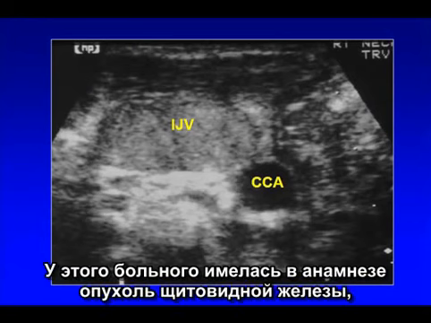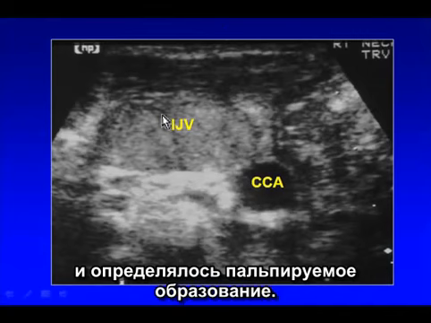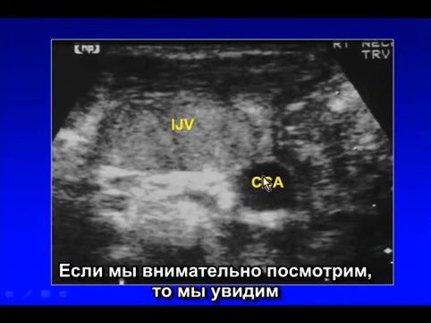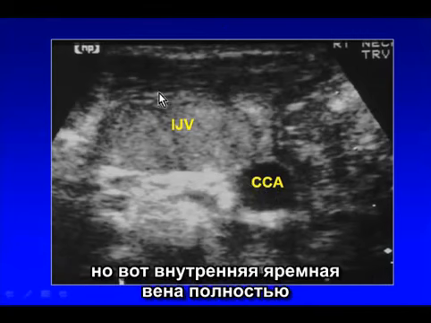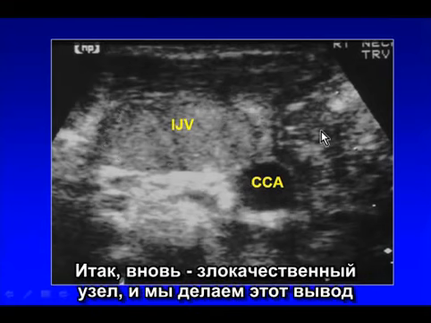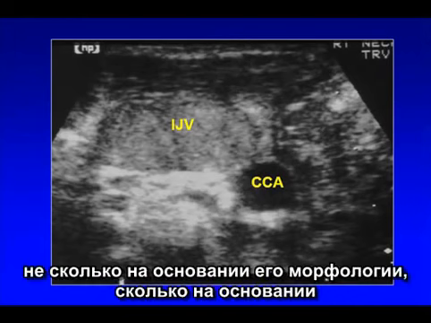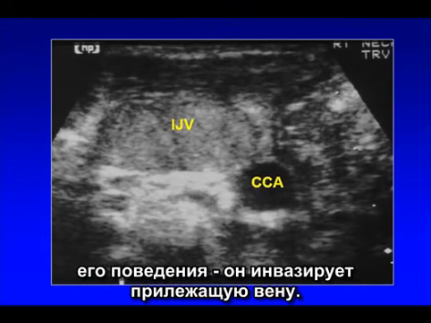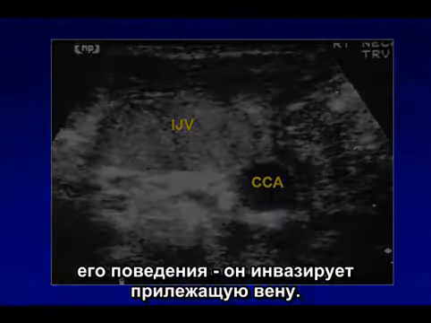This is a patient with a history of carcinoma of the thyroid and had a palpable mass. And when we looked carefully, we realized we could see the common carotid artery on the right, but that the internal jugular vein was completely filled with echogenic soft tissue. So again, a malignant node, not only by its morphology, but by its behavior, invading the adjacent vein.